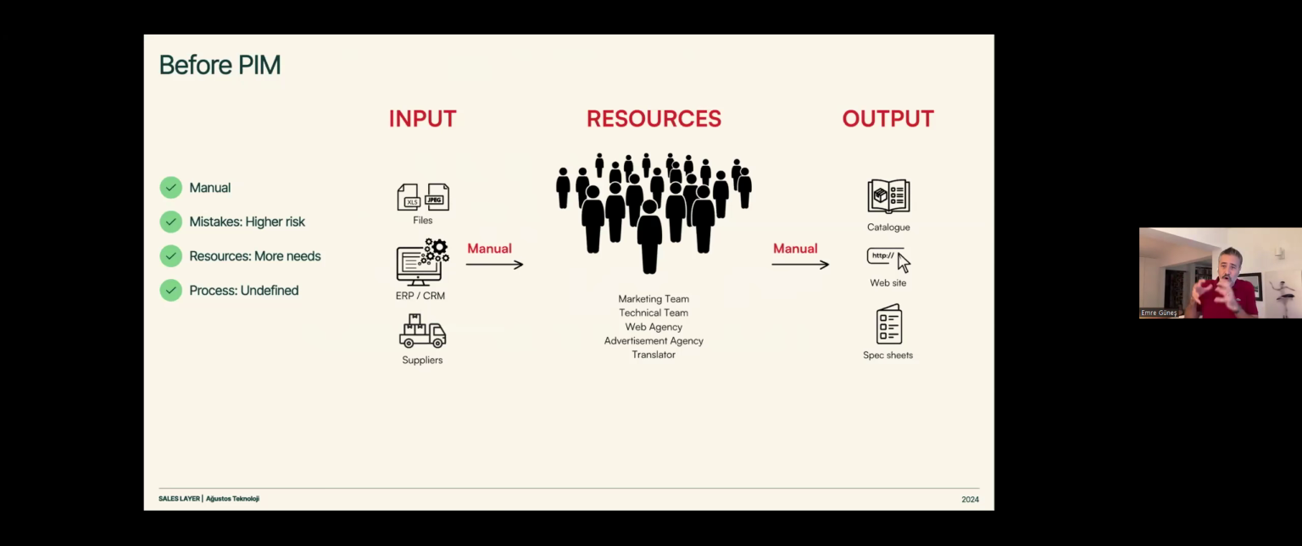Resources is the team that works on the PIM, and the input is the data coming in. So before the PIM area, everything is manual. So there is a high risk of mistakes. Obviously, when there's a manual process, mistakes are there. We're all human. Resources, you need a much bigger team or much more resources to deal with this inefficiency manually. And because everything is manual, it's hard to define a proper process.